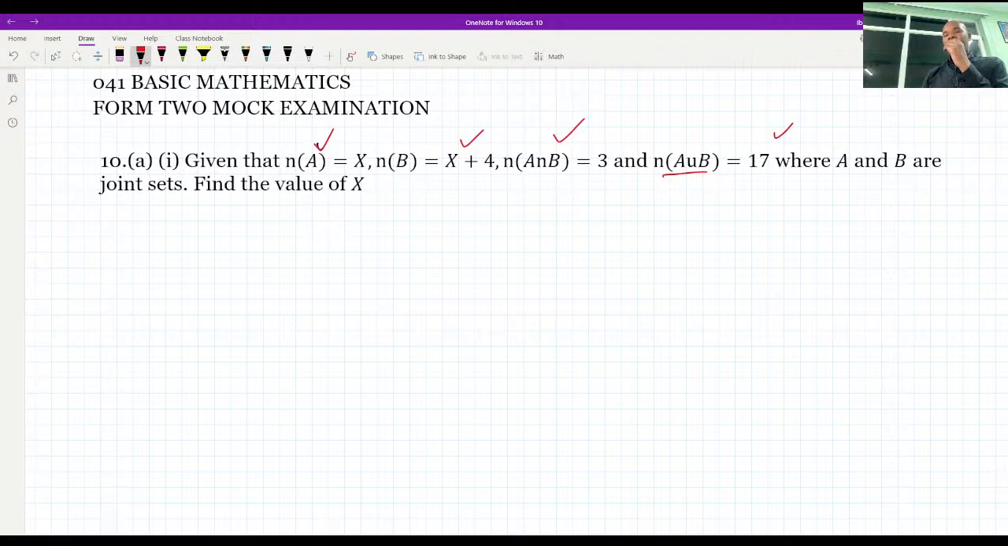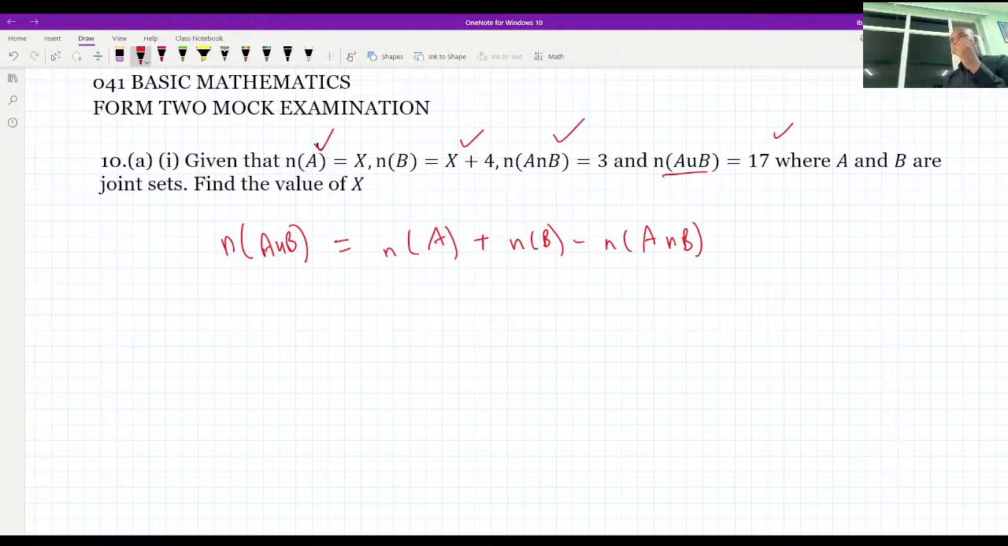We can use the general formula. If you remember the general formula, number of A union B is equal to number of A plus number of B minus number of A intersection B. So that was the formula for finding any unknown if all the other details were given.